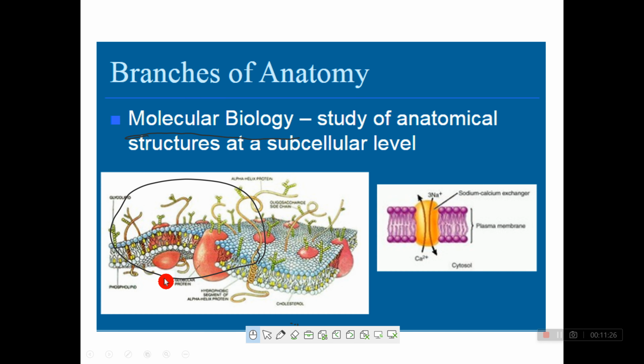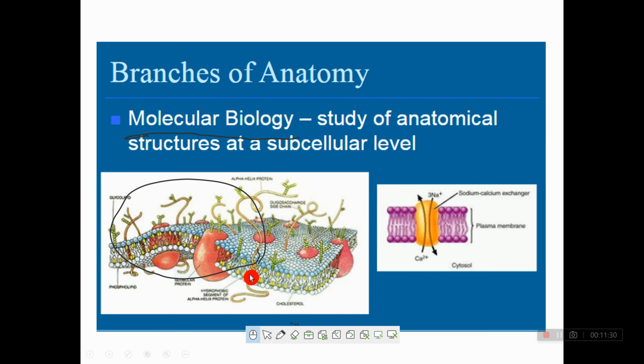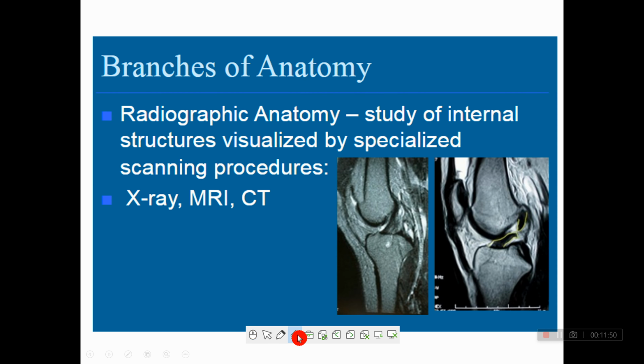For example, we are talking about the anatomy of a cell. That cell is made up of a cell membrane, plasma membrane, and different types of amino acids and chemicals are arranged in the cell membranes. Then this kind of anatomy is called molecular biology or molecular anatomy.